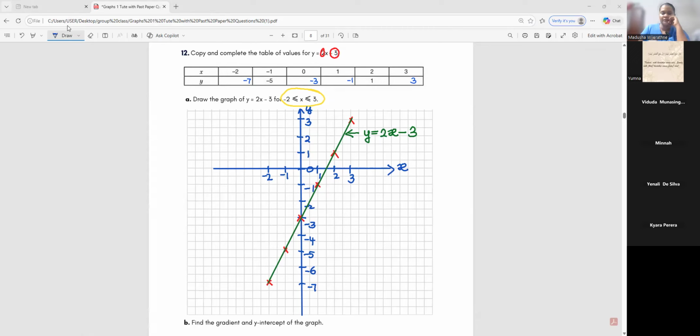Part B, they are asking to find the gradient and the y-intercept of the graph. You can find it by selecting 2 points, or by looking at the equation. Both methods can be used here. The gradient should be 2, the y-intercept should be -3.